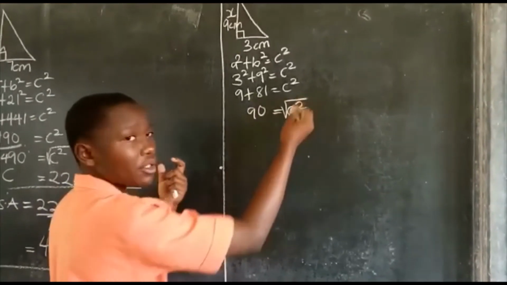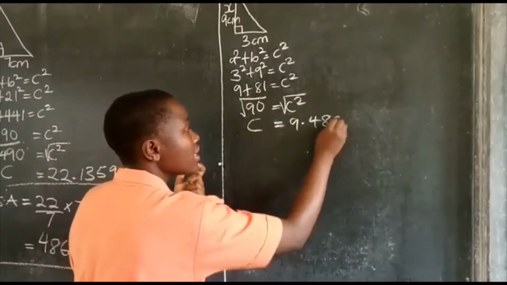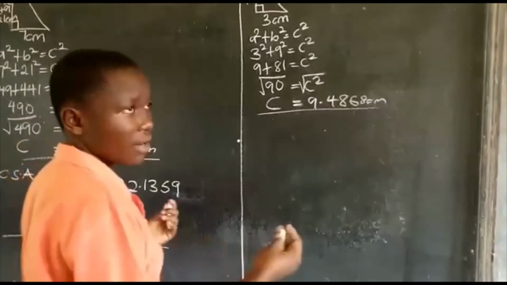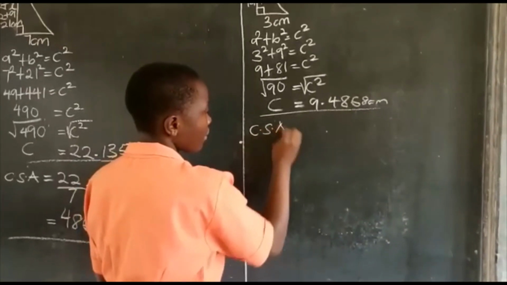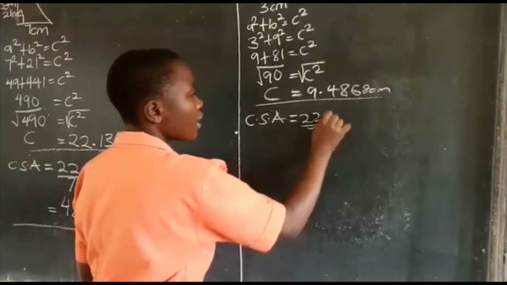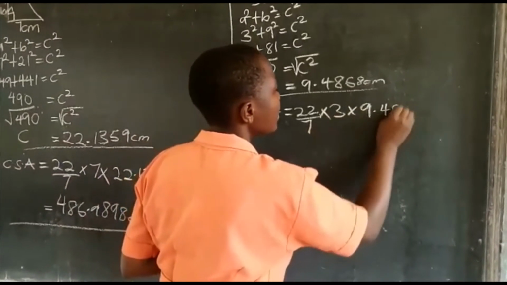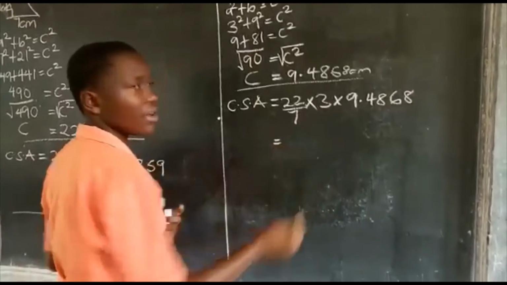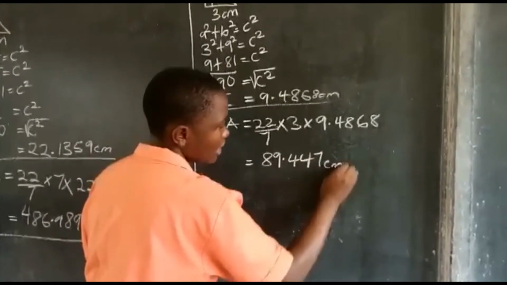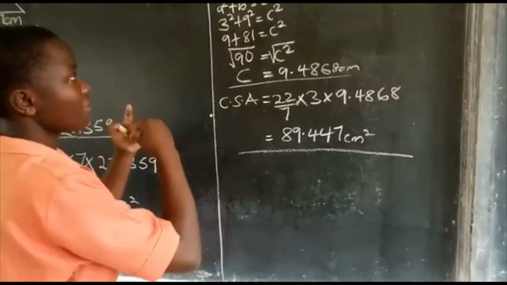We shall still place square roots on both sides. So our c will be 9.4868 centimeters. And given this, we are going to find the curved surface area of our small cone, which is still pi RL. We have our slanting side, so it's 22 out of 7 times our radius, which is 3 centimeters, times 9.4868, and our curved surface area for our small cone will be 89.447 centimeters squared.